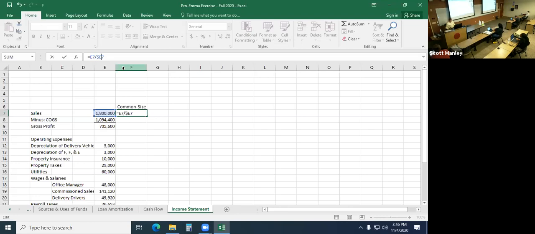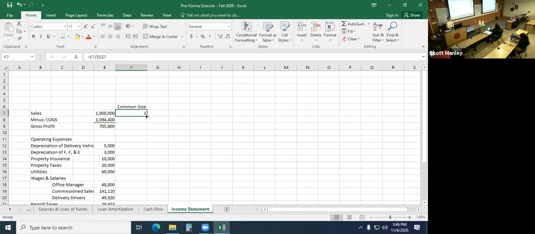Are you familiar with this particular thing? If you put a dollar sign in front of the row and a dollar sign in front of the cell, it doesn't matter where you copy that formula to, it's always going to refer back to cell E7. So what is my formula? It's E7 divided by always E7. If I copy that formula down here, it's going to be E8 divided by E7. Here it's going to be E9 divided by E7. That's what we call an absolute reference or a hard reference.